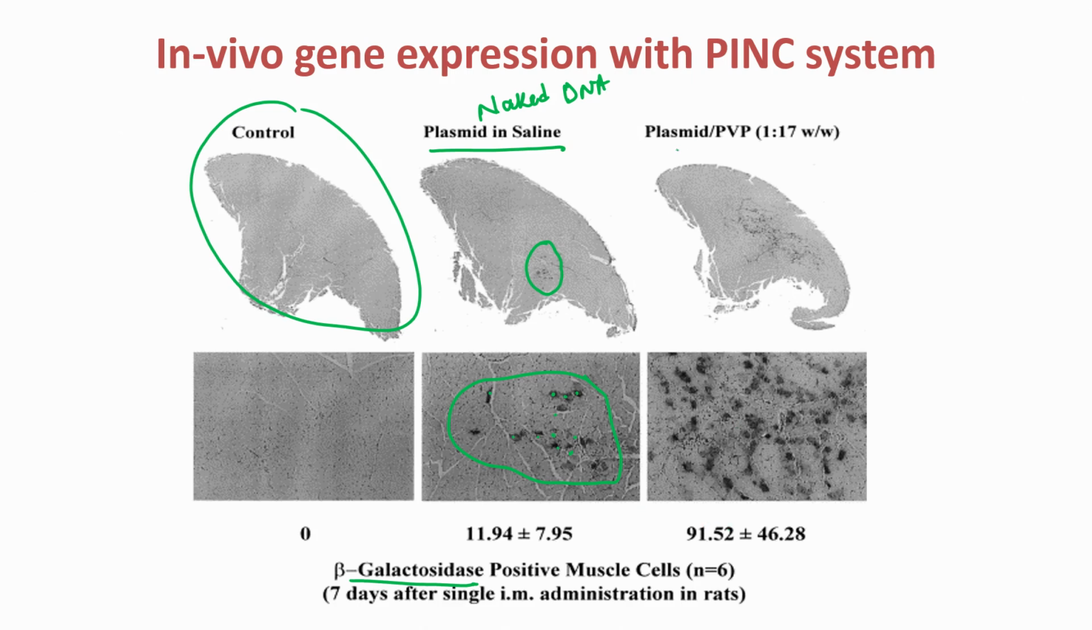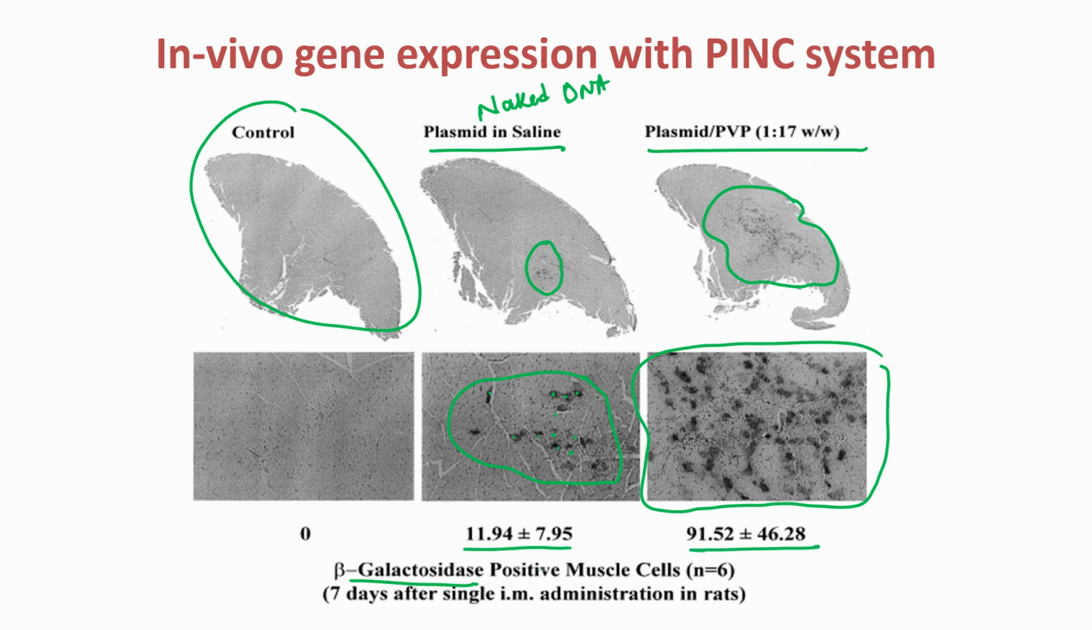However, when you use this PINC system with the plasmid and PVP at a certain ratio, you find that quite a lot of this is actually being expressed in these muscle cells. And the reason for that is the PINC system is first of all acting as a bulking agent, so maybe it will still trigger some endocytosis, and it also protects the DNA a little bit from the external environment. And this is further quantified, so you almost see a 10-fold increase compared to just the naked DNA.